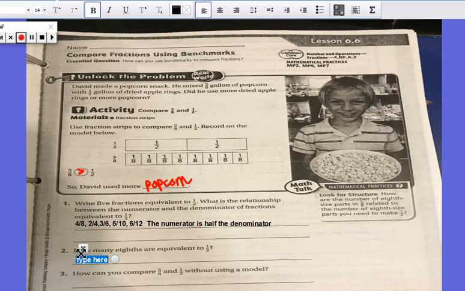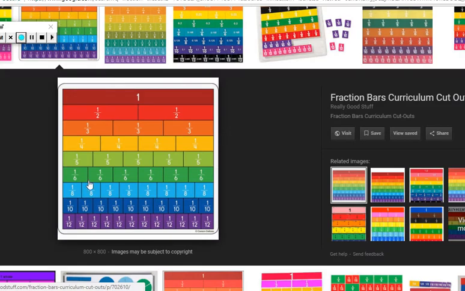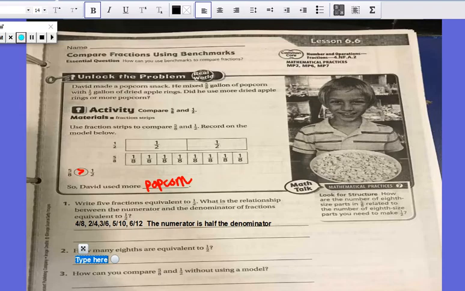Number 2, how many 8ths are equivalent to 1/2? This is one of those that I wanted you to see if you can remember. So here's a half right here, and how many 8ths does it take to put perfectly on top of the 1/2 tile? 1, 2, 3, 4. Four of them would fit on top of that tile right there. So 4/8.